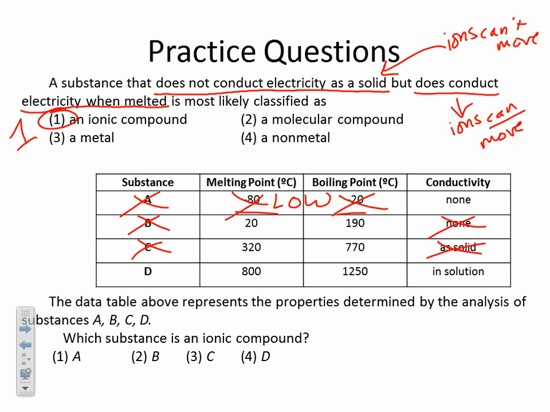So we're left with D. So we have these nice high melting points and boiling points, which is very indicative of an ionic compound. And it conducts in solution, not solid. So that's your AQ, and that's what we want. So yeah, choice is D, or choice 4. So that is the end of video number 2. And again, we'll be practicing with this in class the next day.